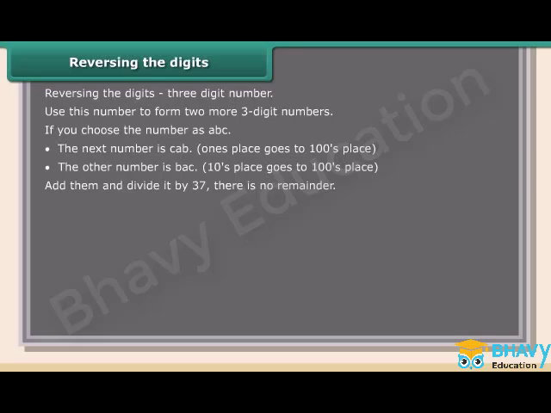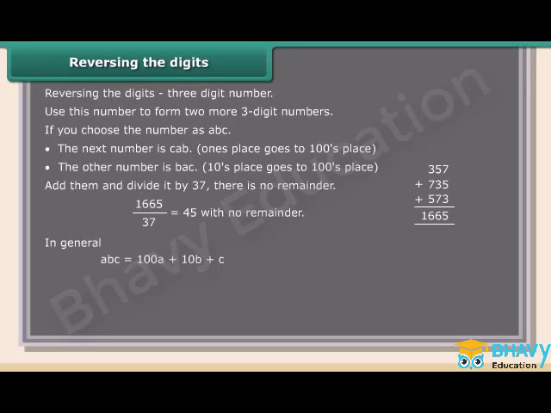There is no remainder. 357 plus 735 plus 573 is equal to 1665. 1665 divided by 37 is equal to 45 with no remainder.